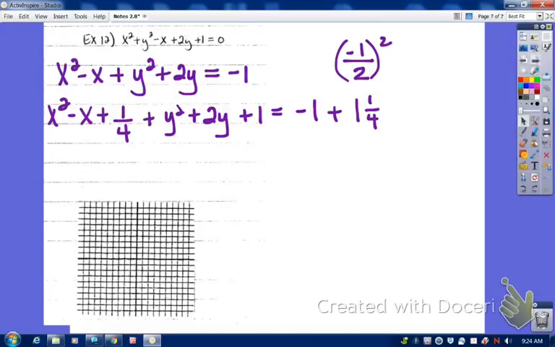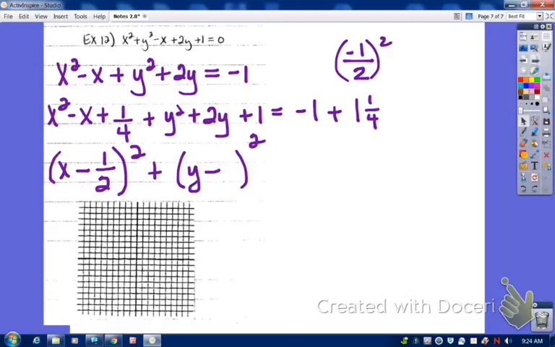Now each trinomial will factor. So the first trinomial factors into x plus or minus? Minus. Why minus? You take the sign of the middle term. Square root of 1/4 is 1/2. So you get x minus 1/2 squared plus, what's the next binomial? y plus 1, and then negative 1 and 1 1/4 combined to be 1/4.